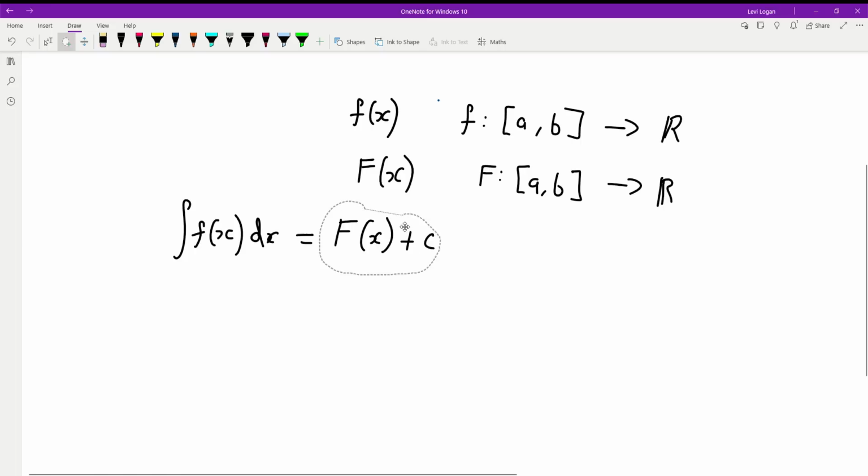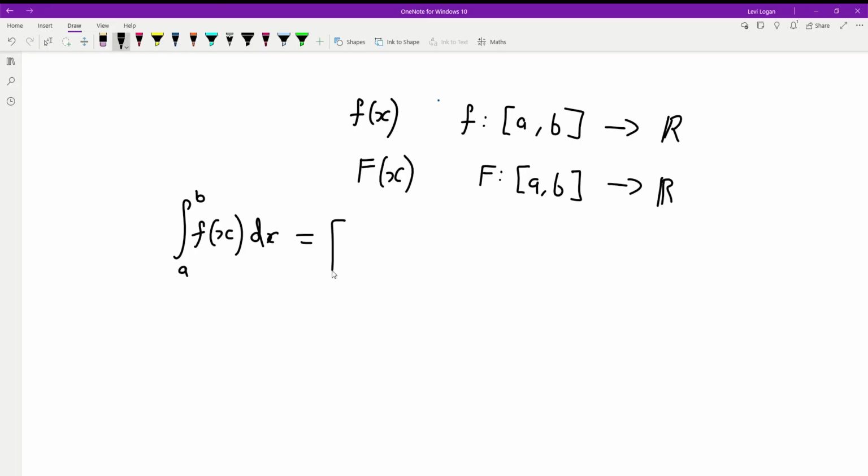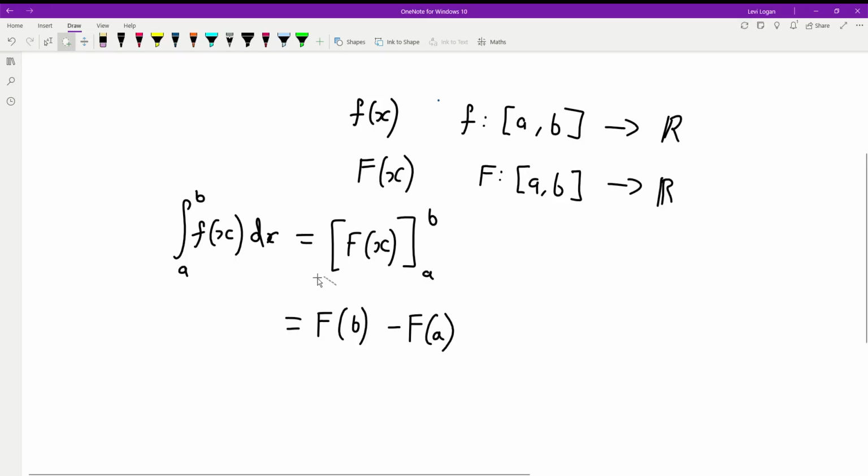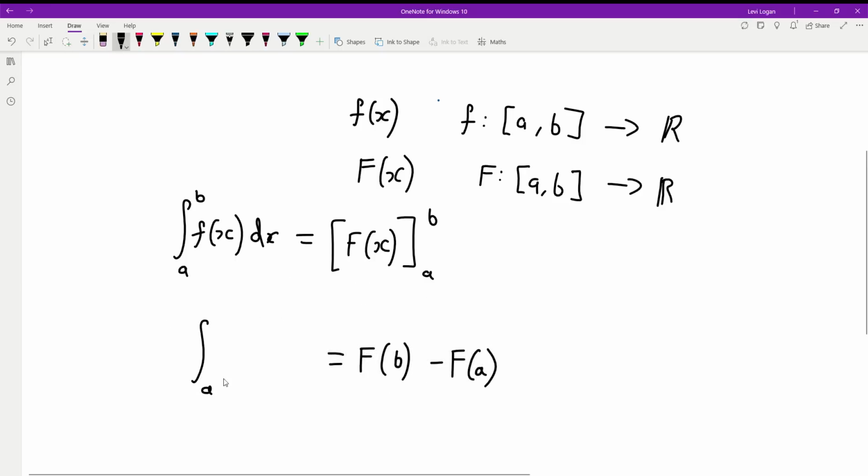So if you include bounds on an integral, that means you go from a to b of f of x, you're going to get capital F, with a and b, and you substitute the b and then you subtract the a. So what you get is capital F of b minus capital F of a, and it's still equal to this integral here, okay? So you get this following expression. This is the fundamental theorem of calculus, okay?